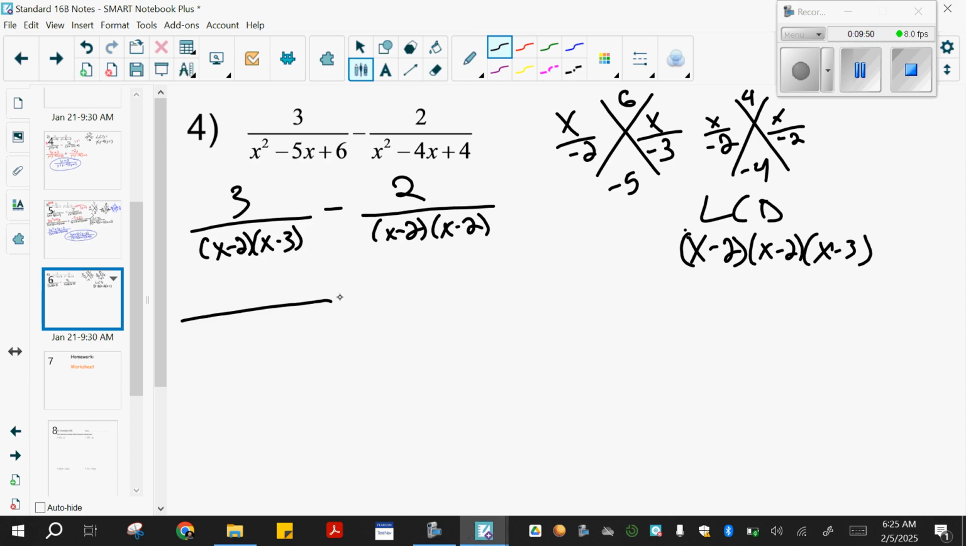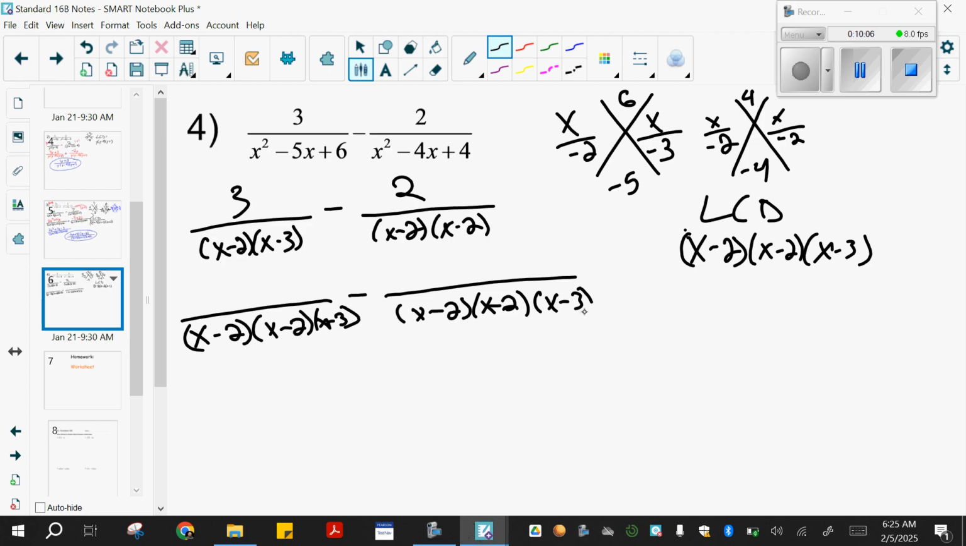Alright, so 2 new equations. X minus 2 times x minus 2 times x minus 3 minus 2 times x minus 2 x minus 3. This side gains an extra x minus 2. This side gains an x minus 3. That's what we're going to multiply by. So we're going to have 3x minus 6 and 2x minus 6. And then I'm going to come in here, I'm going to add the opposite.